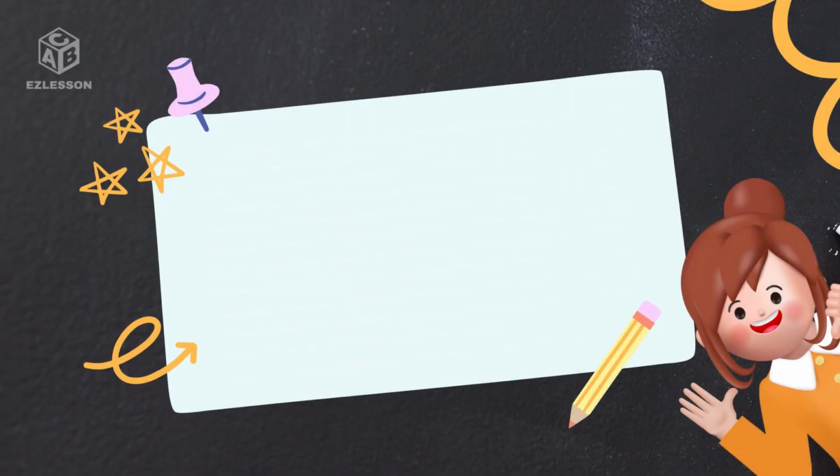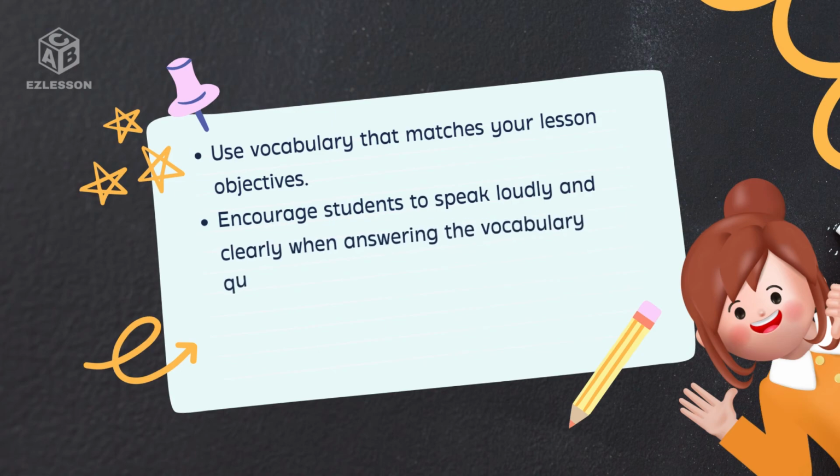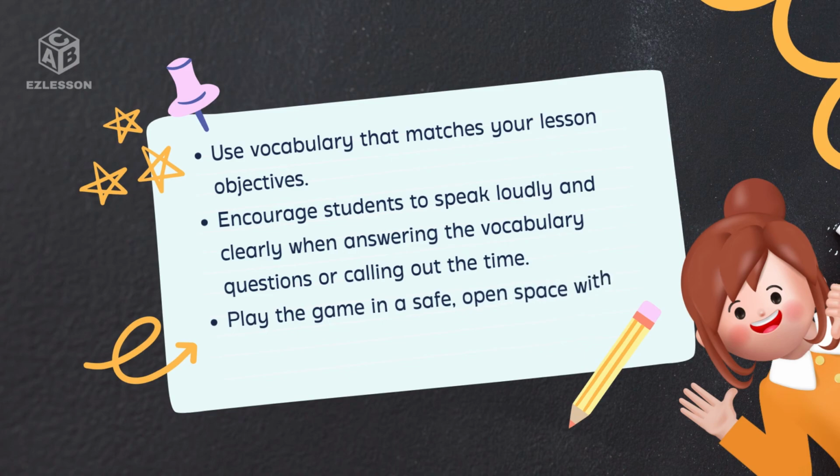Here are some tips to play this game. Use vocabulary that matches your lesson objectives. Encourage students to speak loudly and clearly when answering the vocabulary questions or calling out the time. Play the game in a safe, open space with enough room for running.